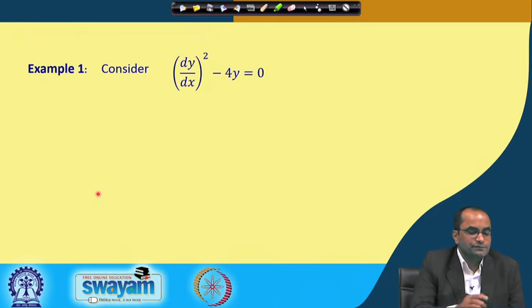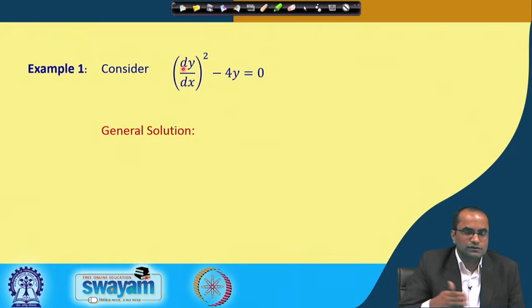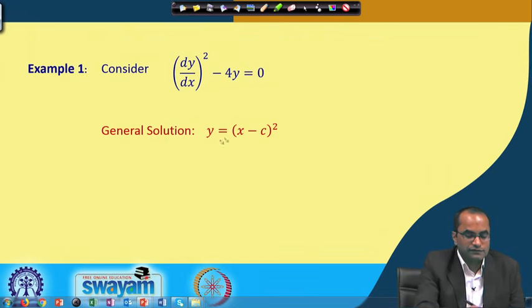Here we have, for instance, this differential equation: (dy/dx)^2 minus 4y is equal to 0. We are not using any techniques to find the solution, that will be discussed in the next lecture. Here we are just providing the definitions. So, for example, y is equal to (x minus c) whole square. This is a solution, it will satisfy this differential equation.